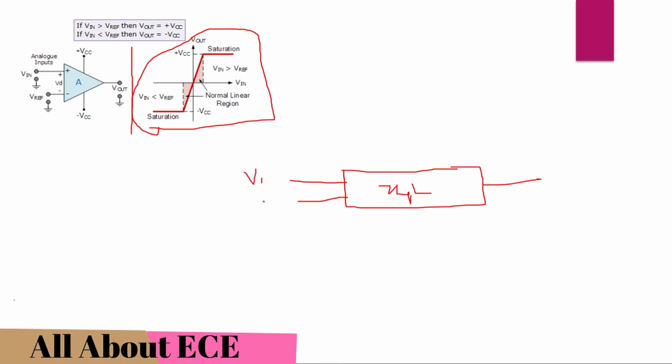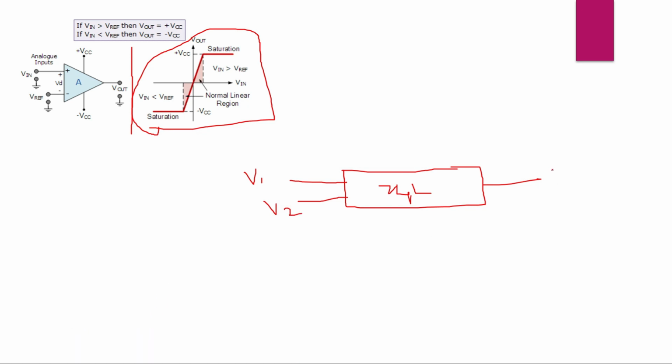You can clearly observe here. Suppose, I'm not going to draw the entire circuit. Just assume that this is a 741 IC, which has two inputs and one output. Let us consider the voltage at the inverting input is V1, the voltage at the non-inverting input is V2, and the output will be V0. So what does comparator mean? It means that it is comparing, right?